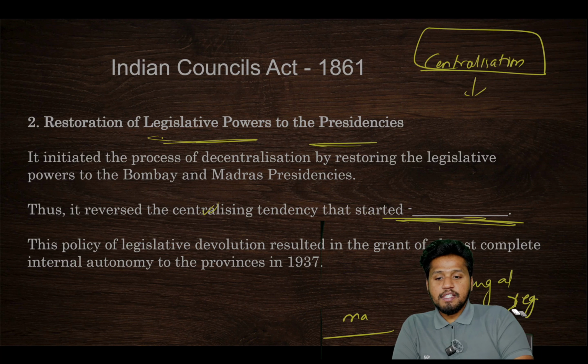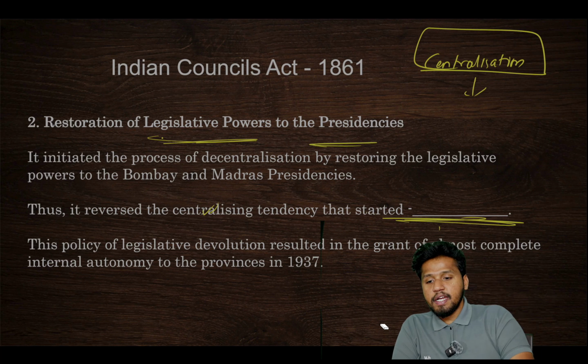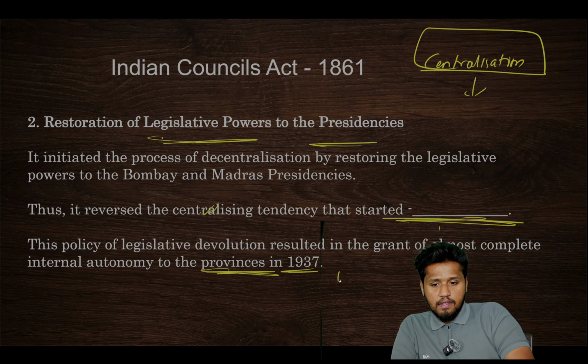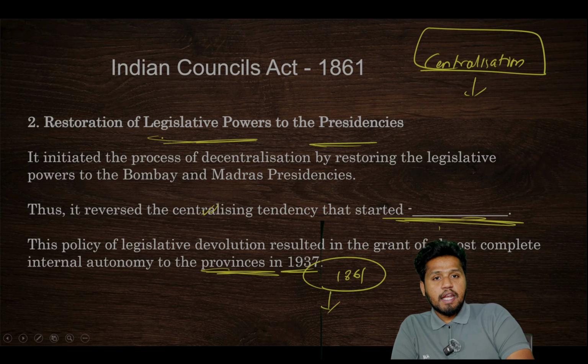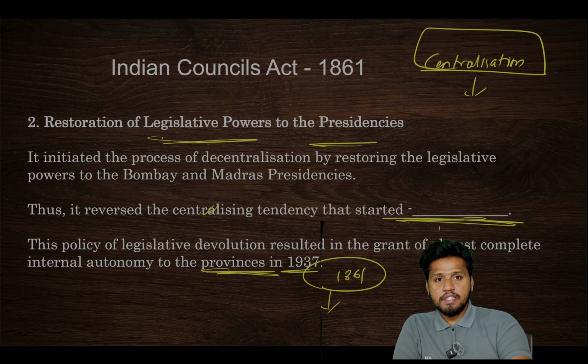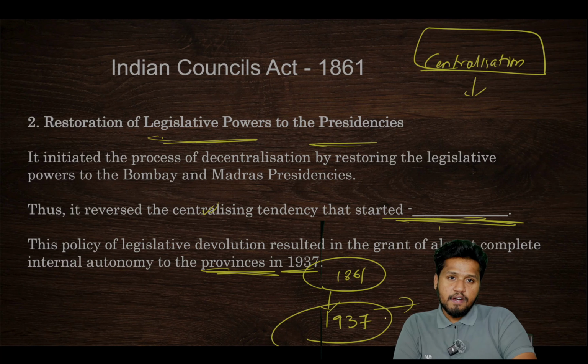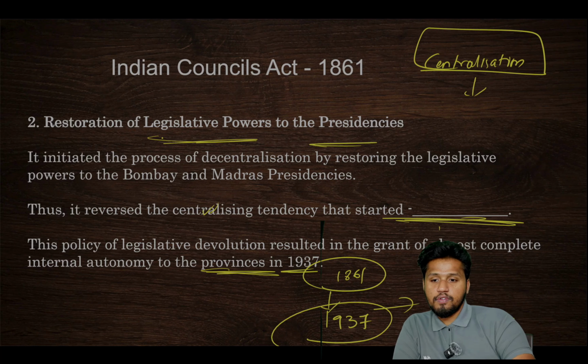The policy of legislative devolution resulted in the grant of almost complete internal autonomy to provinces in 1937. Meaning, decentralization started in the year 1861. Internal autonomy, meaning to take decisions internally, was granted to all the provinces by the year 1937. In later videos, we'll understand how.